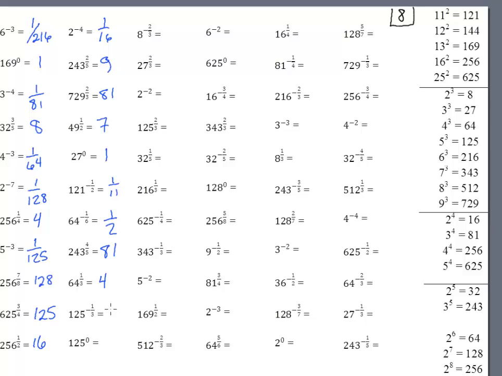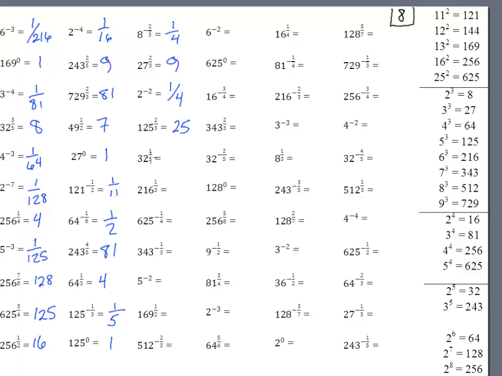125 to the negative 1/3 power, that's 1 over, and then cube root of 125. Cubes are up here. 125 cube root is 5. 125 to the 0 power, that is 1. 8 to the negative 2/3, that's 1 over 4. That will be cube root of 27 is 3, squared is 9. 2 to the negative 2 power, that's 1 over 2 squared, which is 4. 125, cube root is 5, squared is 25.